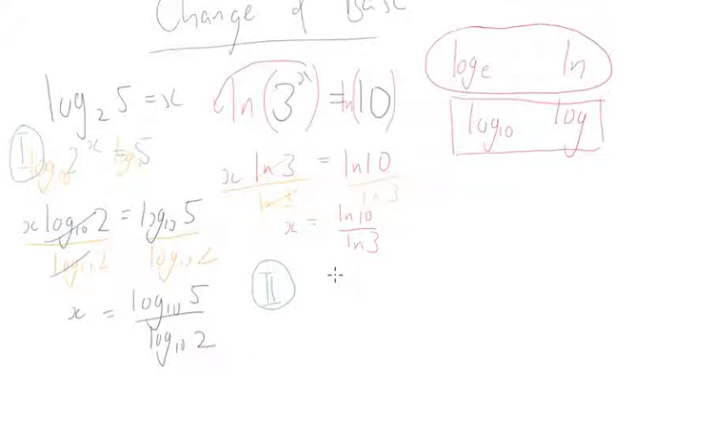It says that log base a of x is equal to log base b of x on log base b of a. That is a rule. It's a formula. You can derive it. We've basically just done the derivation with an example.